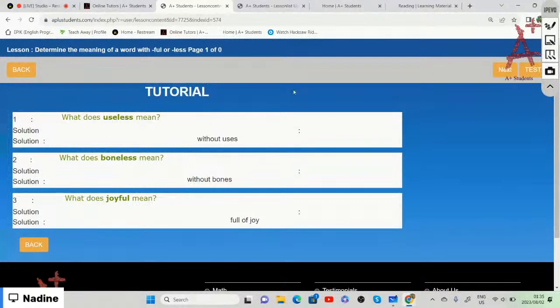Then we have joyful, right? And full means to be full of something, right? So joyful. And joyful means full of joy. So joyful means full of joy.